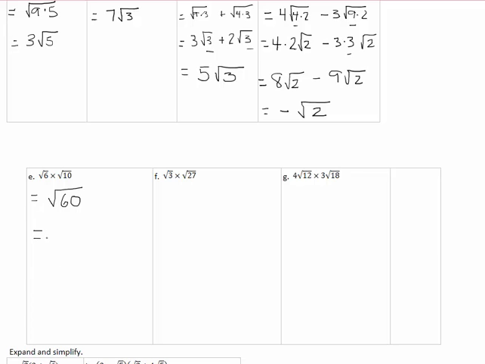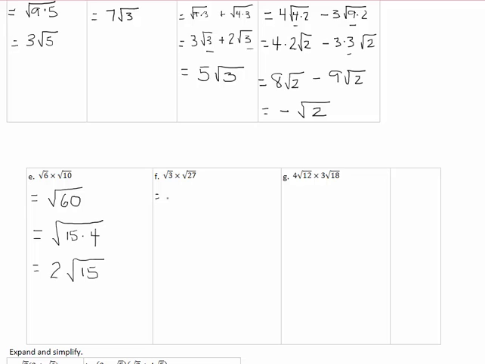And now, even though I couldn't simplify at the beginning, I can now, because I realized that 15 times 4 equals 60. 4 is a perfect square, so I square root that, and I leave the square root of 15 as is.